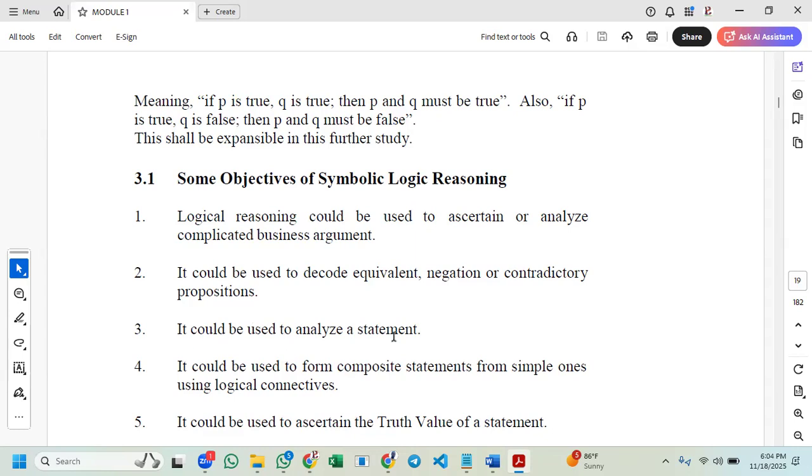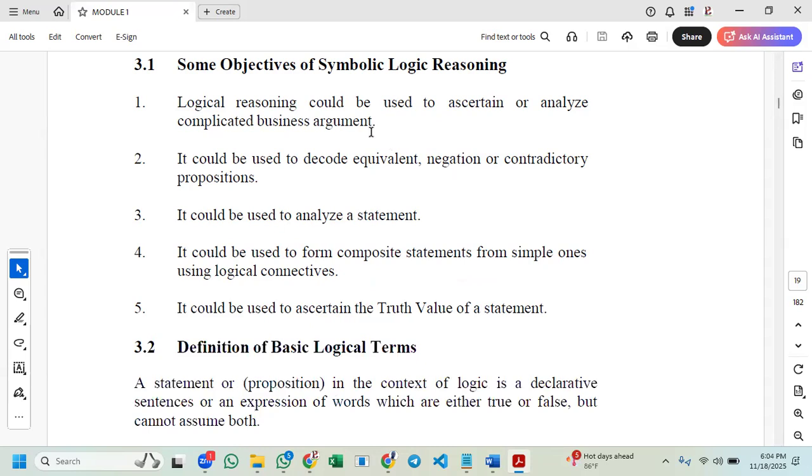Now, it could be used to analyze a statement. That's another use or objective of symbolic logic reasoning. Another one is it could be used to form composite statements from simple ones using logical connectives.